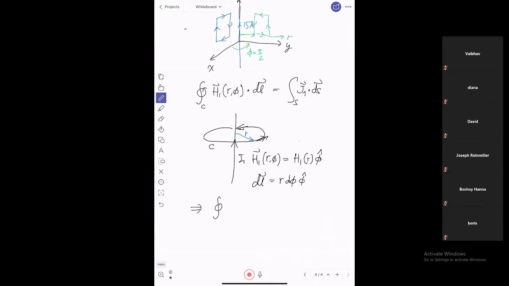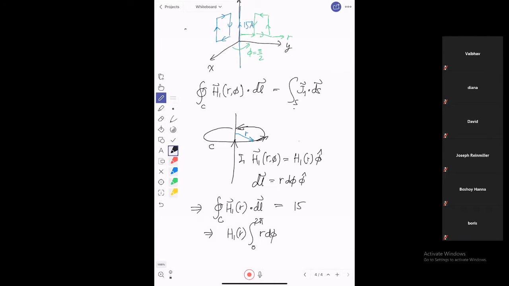Let me rewrite it. The closed contour integral of H1, which we now know is a function of R only, dotted with dl, is equal to H1 as a function of R only, integrated from 0 to 2 pi of R d phi, right? And the right-hand side, what is it? This whole area, how much current flows through it? It's the sum of all the current flowing through this area, and this current is perpendicular to the area. I already told you the total current is 15 amps, right?